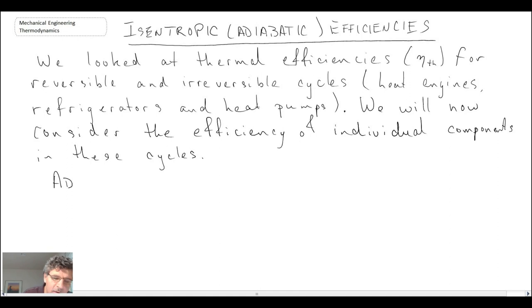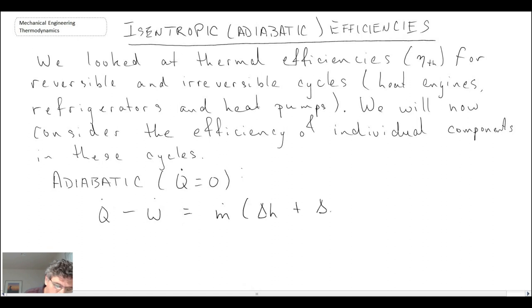Now, just like the title says, adiabatic. Recall that means no heat transfer. So that means Q dot is equal to zero. So we're going to write out the first law, and that's what we'll be using for each of the different components that we're looking at. And we said that it was adiabatic, consequently this term here is gone. So what we're left with is work and enthalpy, potential energy, and kinetic energy.